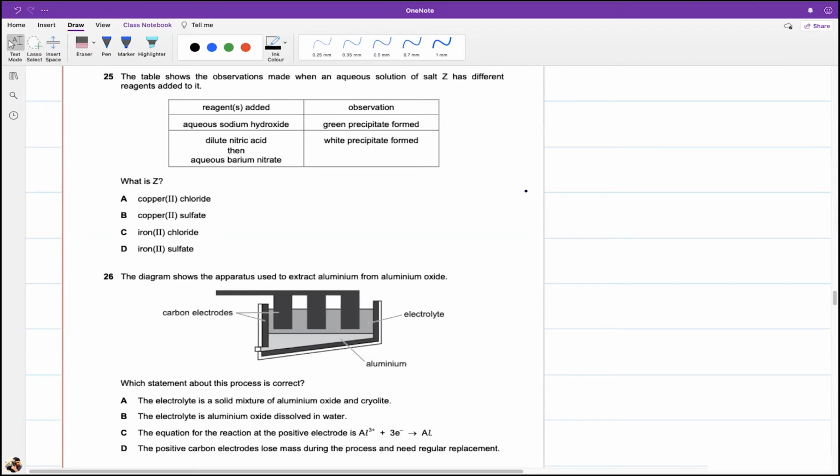Dilute nitric acid and then barium nitrate. Barium nitrate किसका टेस्ट होता है? सल्फेट का. याद रखें. Barium जहाँ पे आ जाएगा, barium nitrate, that is test for white precipitate of barium sulfate.